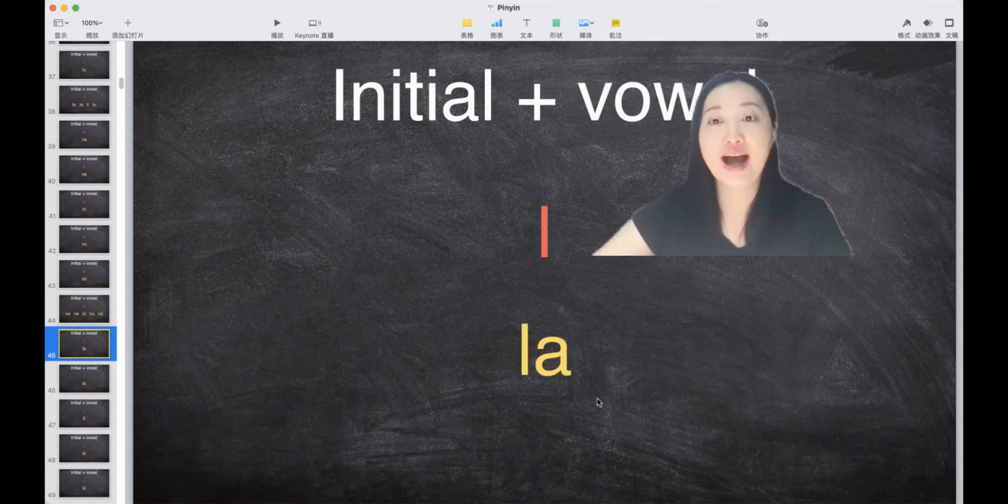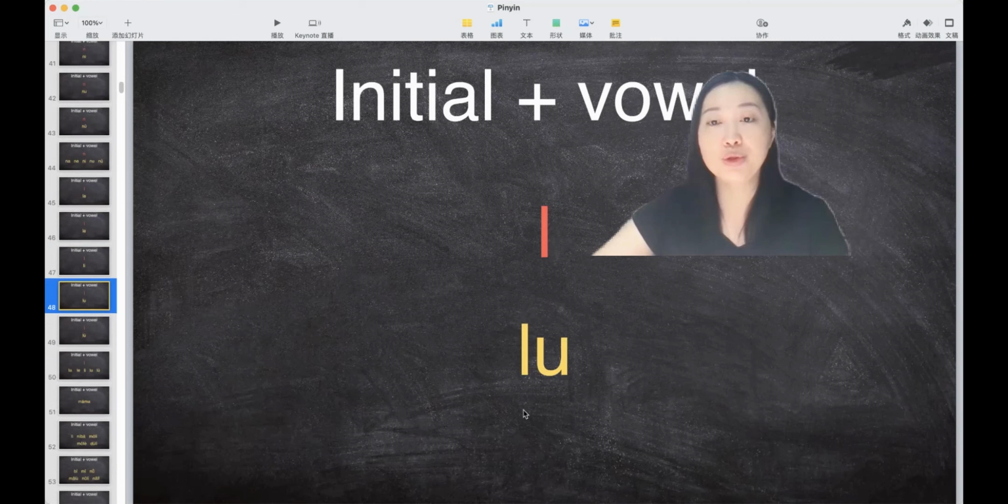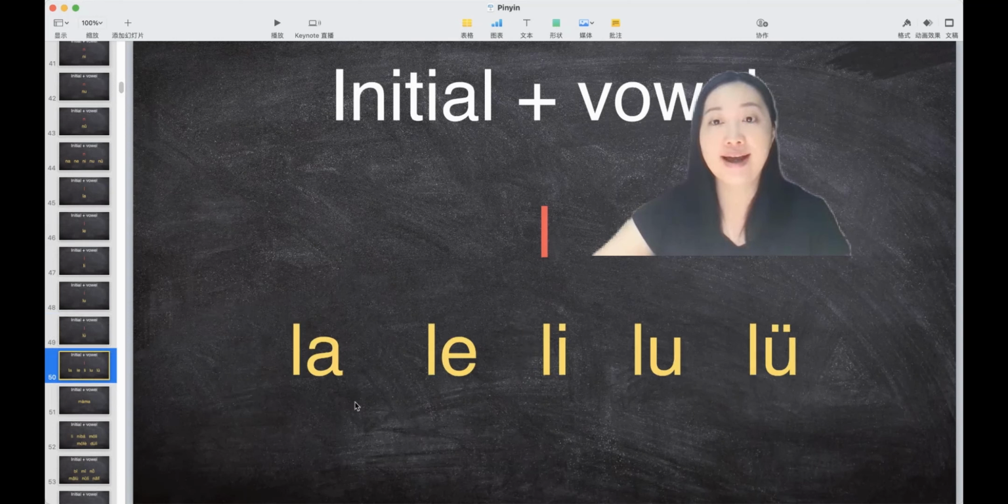L, L, A, La, La. L, L, E, Le, Le. L, L, I, Li, Li. L, L, U, Lu, Lu. L, L, Ü, Lü, Lü. La, Le, Li, Lu, Lü.